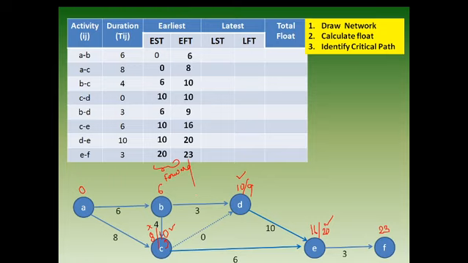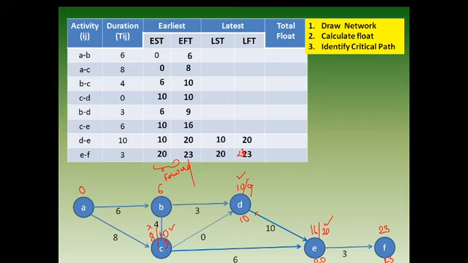Now let us see backward pass calculation. This 23, where we need to shift? First we need to write 23 over here. We have written 23. Now 23 minus 3, how much? 20. Now look at the table. 23, 20. Okay. Now which activity we have? D to E. How much it is? 20. 20 minus 10, how much? 10. So fill the table. 20, 10. Got it?